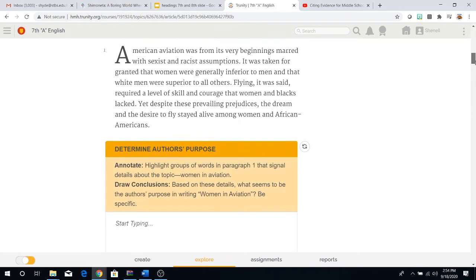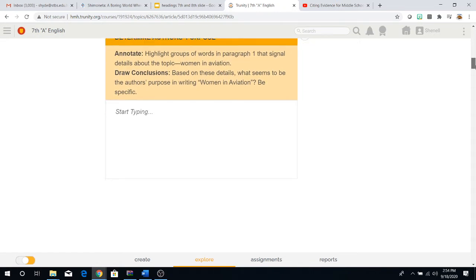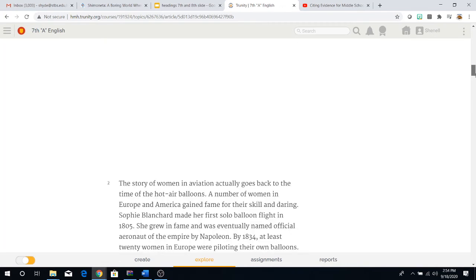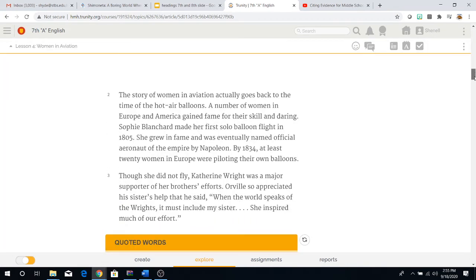So you're going to go along reading, and as you do, you're going to come to your notice and note signs. Determine the author's purpose. Annotate. Highlight groups of words in paragraph 1 that signal details about the topic, Women in Aviation. Once you've done that, you can draw conclusions. Based on these details, what seems to be the author's purpose in writing Women in Aviation? Be very specific, so really think about it before you write it down.